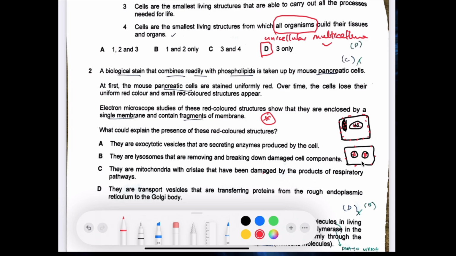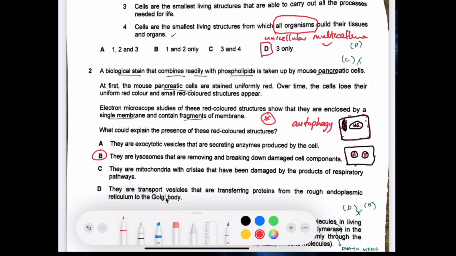Do you know what autophagy is? Not really. All organelles are being degraded, broken down by lysosomes. So there are lysosomes that are breaking down damaged cell components. If the mitochondria are damaged, they will also go through autophagy. Wow, such a small concept. They actually blow it up.